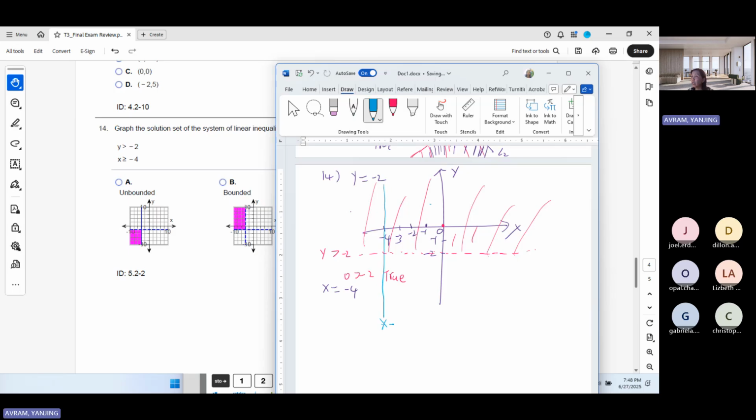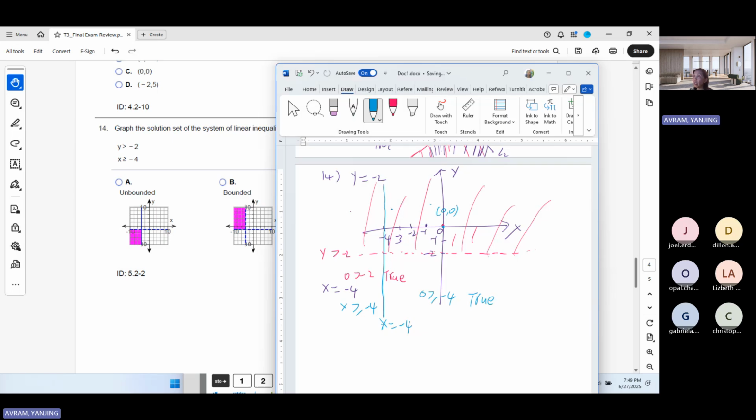All right, so this is x equals -4, a vertical line. I want x greater than or equal to -4, so this one is a solid line. If I use the point 0, 0, I don't have a y in here. So if I use this 0, is 0 greater than or equal to -4? The answer is true.